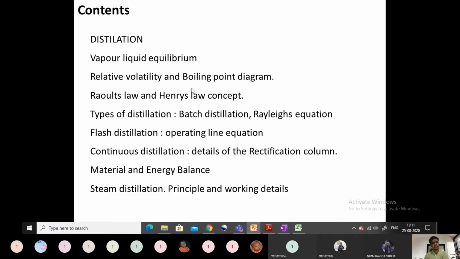Out of these, particularly in unit 2, you will see what batch distillation is. The first one, batch distillation, is also called simple distillation, in which there is one derivation, which is called Rayleigh's equation.